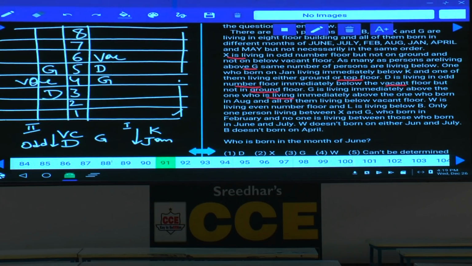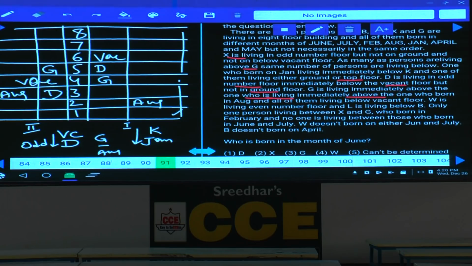G is living immediately above the one who was born in August. Now G is living immediately above the one who is living immediately above the one who was born in August. Hence, between G and August, how many persons should we have? One person. That means these two persons must be in alternate places. As G is on the 4th floor here, the person who was born in August must be on the 2nd floor, isn't it?